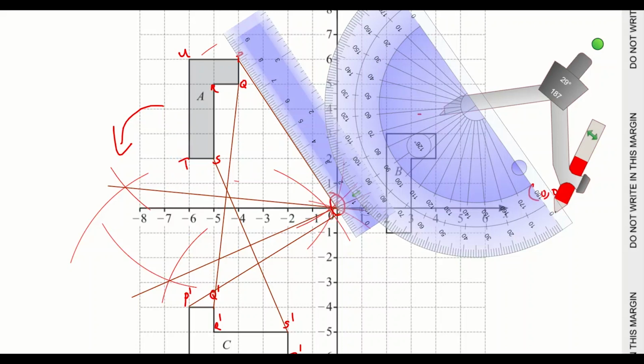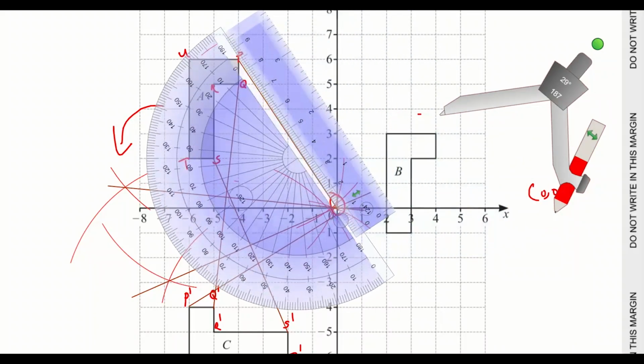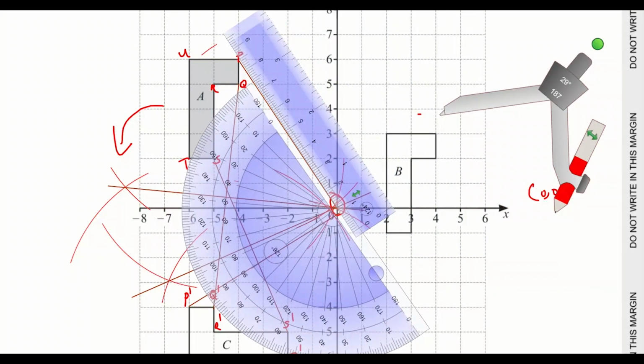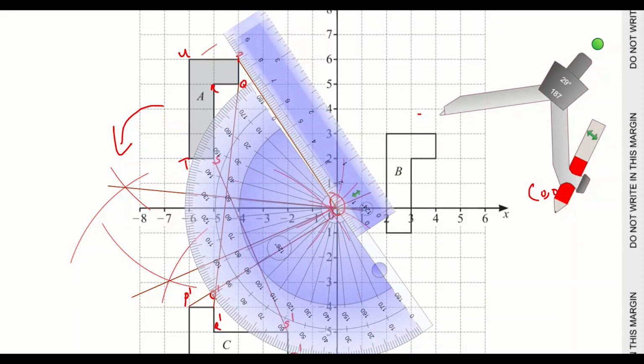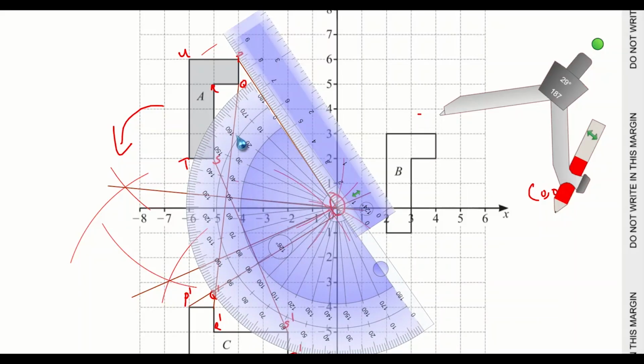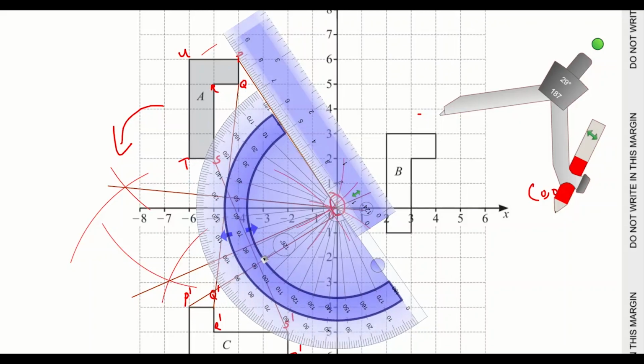What I can do now is just place this here to be sure. The center should be here. The center of the protractor should be on the center of rotation. If you look at it here now, if you use the inner reading, 0, 10, 20, 30, 40, you can see up to 90. So you can see this is on 90 degrees. That's how to get the angle.